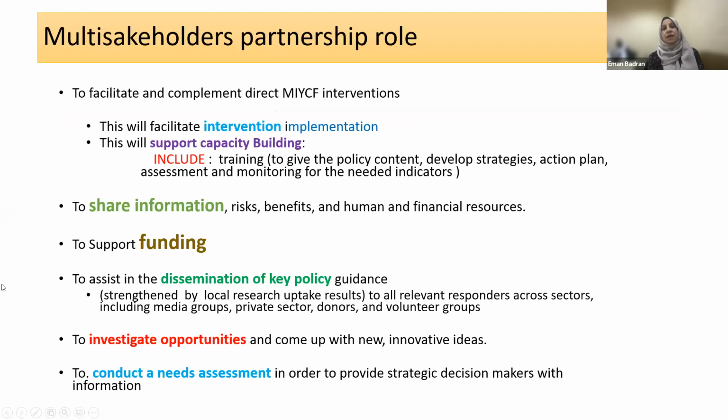The role of multi-stakeholder partnership is very important to supplement, to facilitate, to complement the nutritional intervention for the mother and the young children, and it will help in intervention implementation. It will help to support capacity building, training on the policy content, to develop the strategy plan, the action plan, and the assessment, and monitoring of certain indicators. We can talk about it later. We can share information. Partnership can support funding of the research.